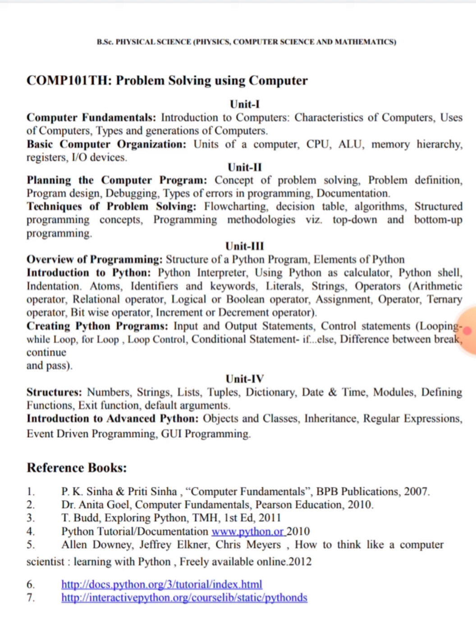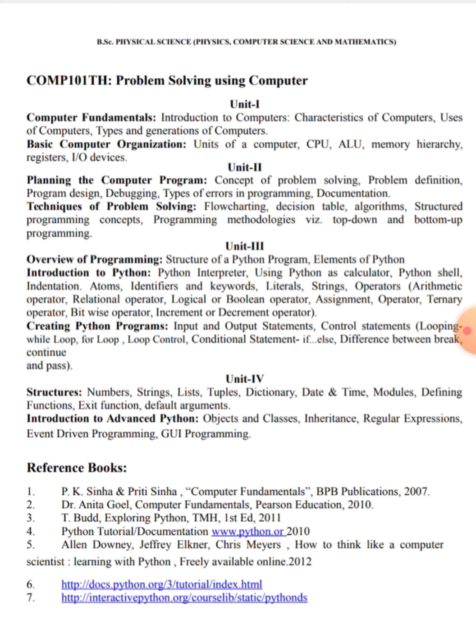It is a practical based subject, so we will have practicals related to Python language. So coming to the detailed syllabus, in unit 1 the first part is about computer fundamentals, in which we learn about introduction to computers, characteristics of computers, uses of computers, and types of computers with special reference to the various generations of computer systems.